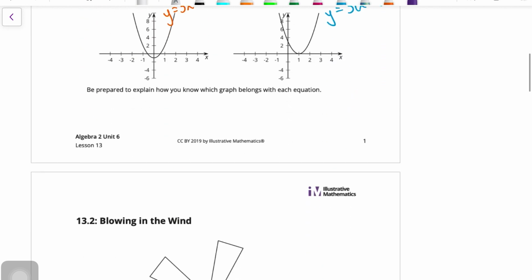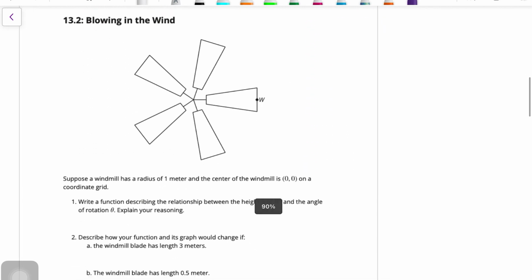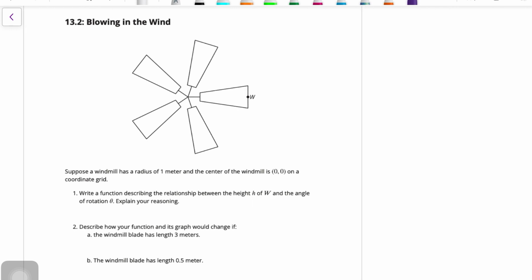All right, let's take a look at 13.2, Blowing in the Wind. And so we've got a windmill that has a radius of 1 meter. So our radius is 1 meter. The center is at 0, 0. And it's on a coordinate grid. So we're writing a function describing the relationship between the height, h, of w and the angle of rotation.